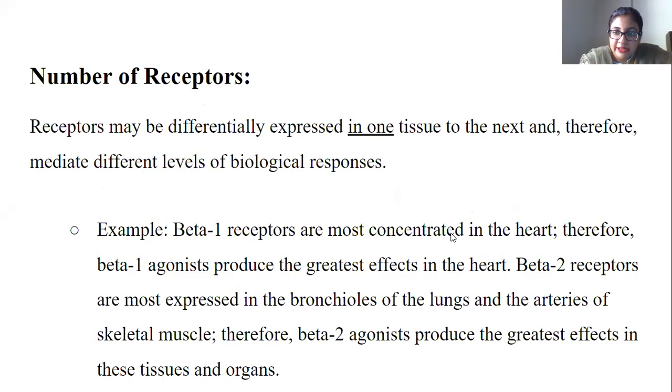For example, in the heart, beta 1 receptors are there in abundant amount. But in the lungs, bronchioles, and arteries of the skeletal muscles, we have beta 2 receptors in abundant amount. Now, let's just say I am taking a beta 1 receptor drug, so the effect would be produced in the heart and not in the lung. Why not in the lung?